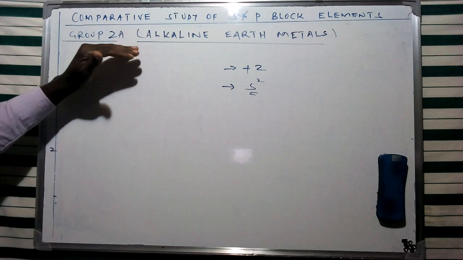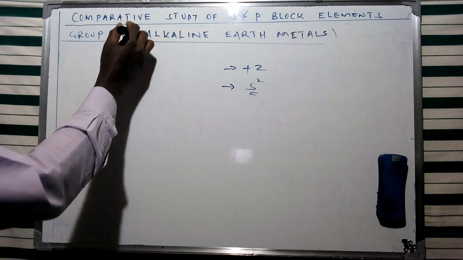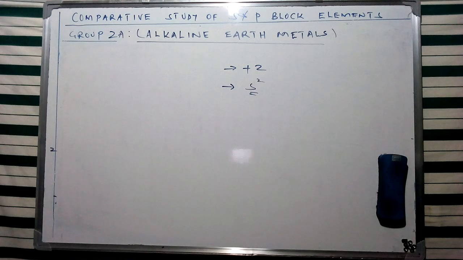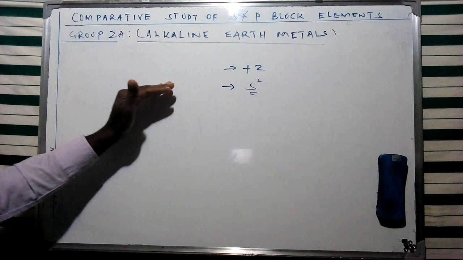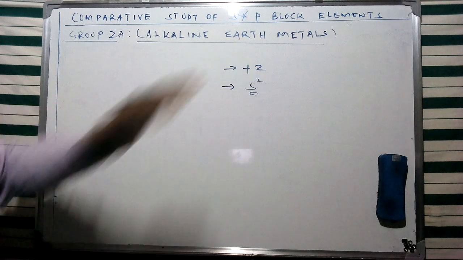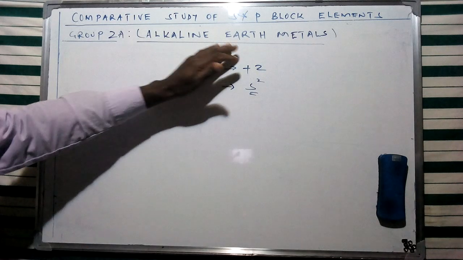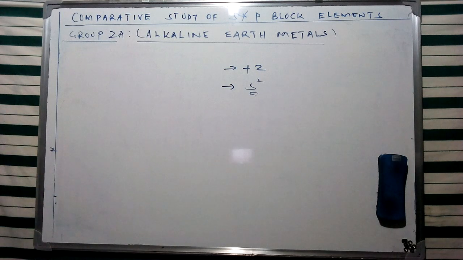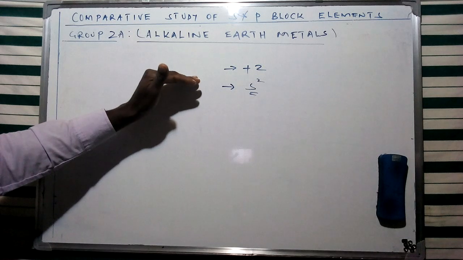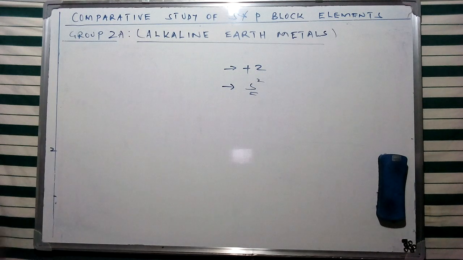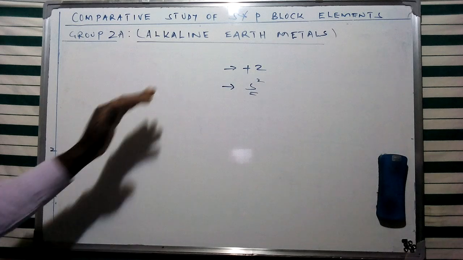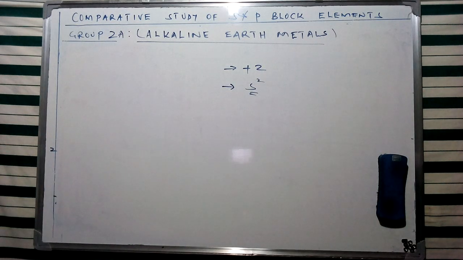Now, I mentioned that we can regard these elements as alkaline earth metals. These substances are referred to as earth metals, being given this name due to their inability to decompose on heating, and this is where they attain this name of earth.